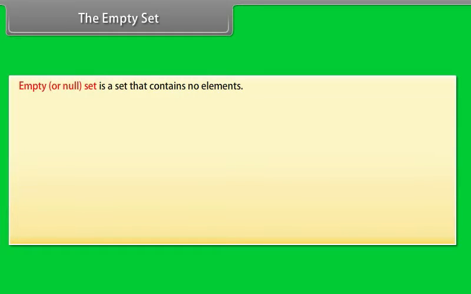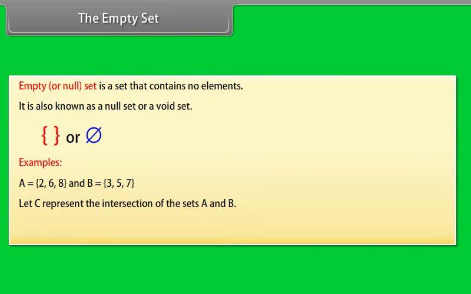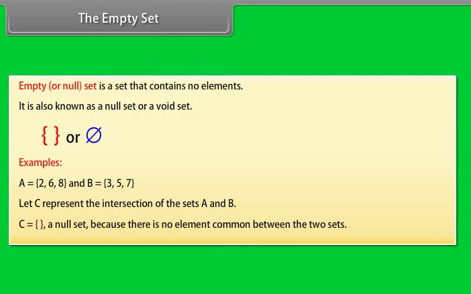The empty set. Empty or null set is a set that contains no elements. It is also known as a null set or a void set. Empty set is denoted by these symbols. Examples: A = {2, 6, 8} and B = {3, 5, 7}. Let C represent the intersection of the sets A and B. C is equal to a null set because there is no element common between the two sets.